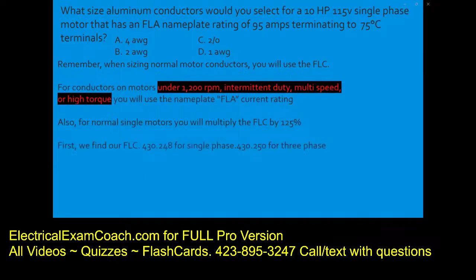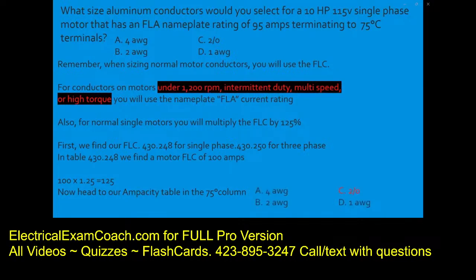First, we find our FLC. In this case, it's single phase, so we go to 430.248. In that table, we find that we have an FLC of 100 amps. We take 100 multiplied by 1.25. That is going to give us 125 amps. Now we head to our primary ampacity table in the 75° C column, being sure to be on the aluminum side of the table. So we go down on the aluminum side and we find a conductor that will cover our known amp load. And we're going to select C.